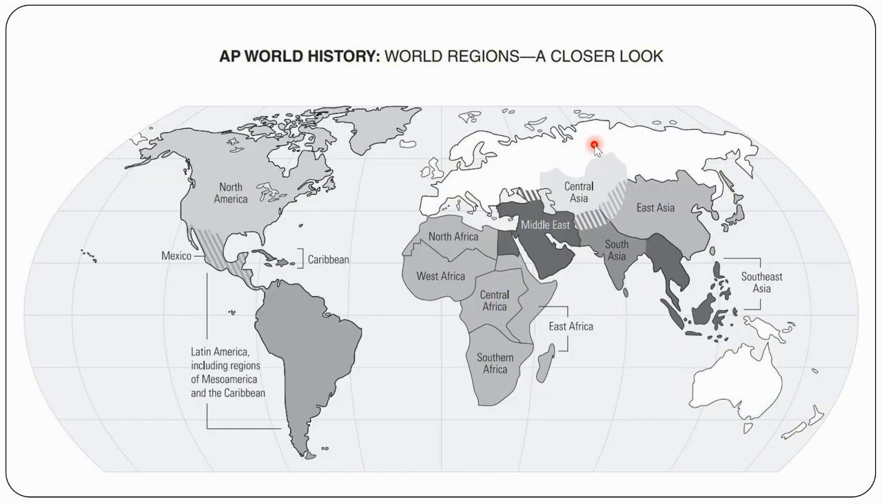This is the world map. These are the regions of the world. And we will talk about not just continents, but specific regions like Latin America versus North America, East Africa versus North Africa, South Asia versus East Asia. So this is a map that you'll become very familiar with.